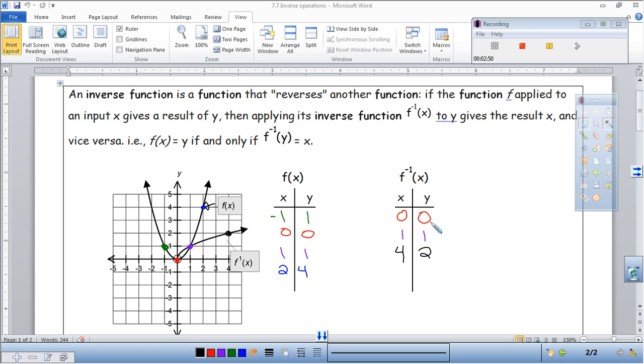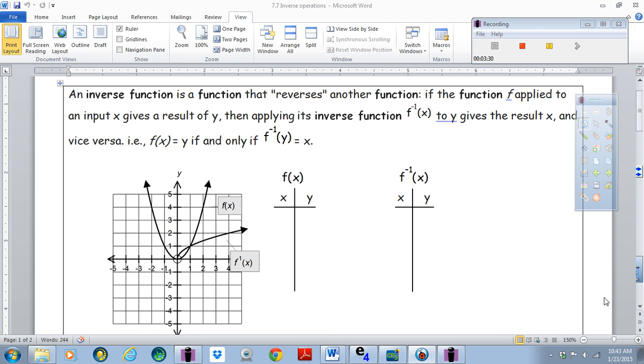You don't notice it on 0, 0 because they match. So when I plug in 0, I'm going to get 0. When I plug in 1, I'm going to get 1. Okay? But here, your ordered pairs will flip for the inverse. It'll change. Any questions over that? Okay, let's scroll down.